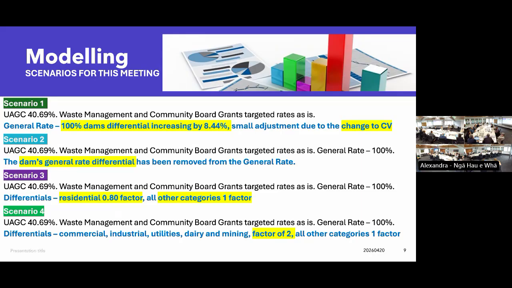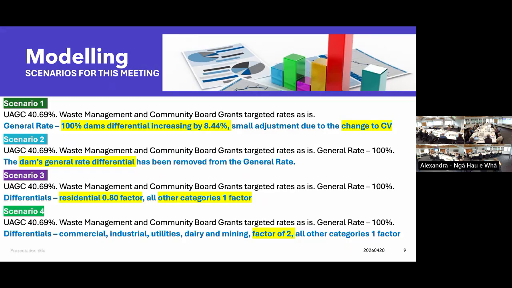So the scenarios. Honestly, I've done some fantastic work here. We've got 4 scenarios. They all start the same with the UAGC, pest management, community build grants. And there are some differences that are highlighted in yellow. So scenario 1, and you've got a single page because we're probably going to keep going backwards and forwards to remind yourself which one's which.